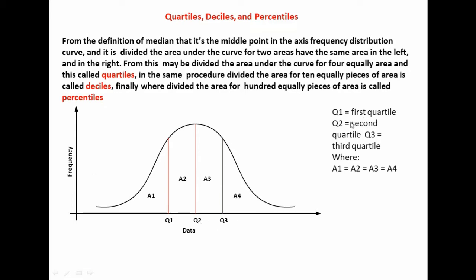Q1 is the first quartile, Q2 is the second quartile, Q3 is the third quartile, where A1 is equal to A2, A2 is equal to A3, and A3 is equal to A4. These three numbers Q1, Q2, and Q3 divide the data into 4 equal areas. So this is the graphical representation of the quartiles.